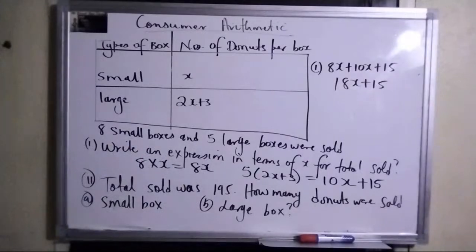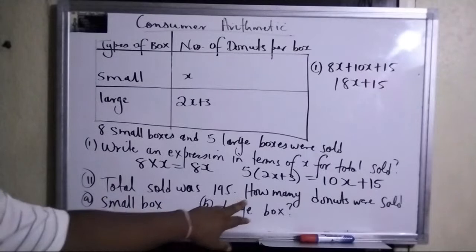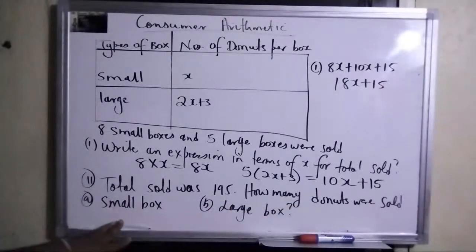Alright, they went ahead and said the total sold was 195. How many donuts were sold for the small box? What we have to do is find the value of x.